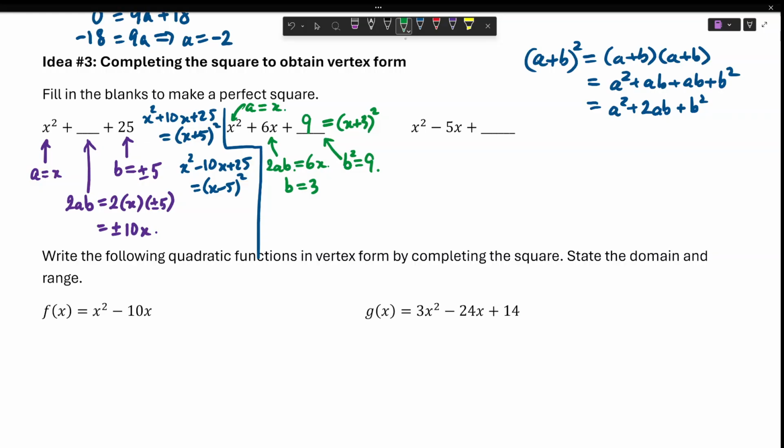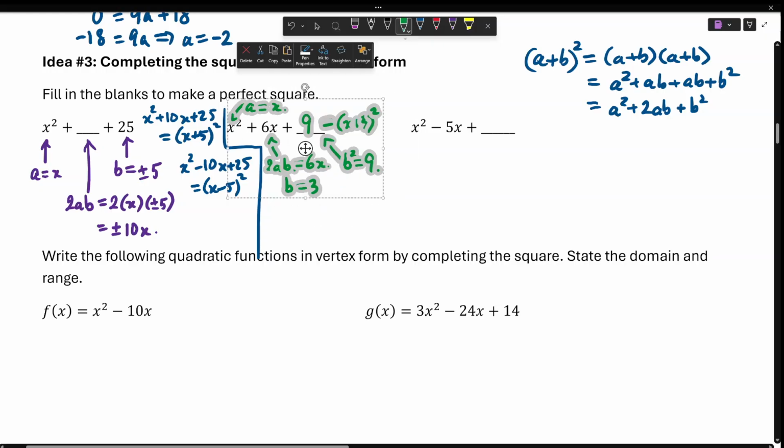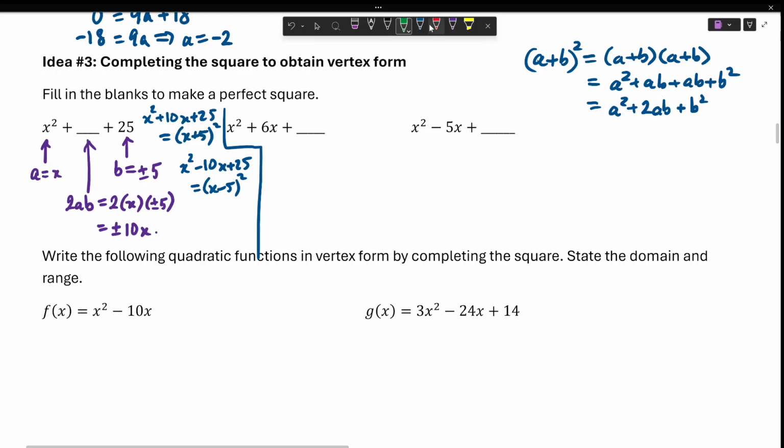Now, if you don't like that method, there's also a visual method that I'm particularly fond of because you're literally completing a square. Imagine that this is an area. Area, remember, is length times width. So how do I make a rectangle with an area of x squared plus 6x? That's like x by x plus 6.